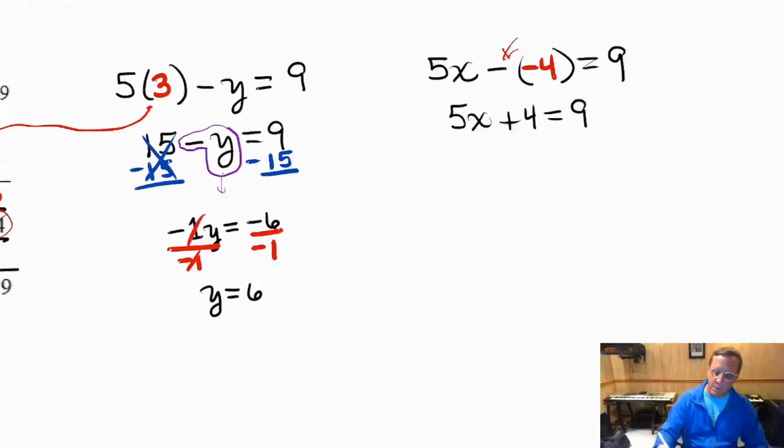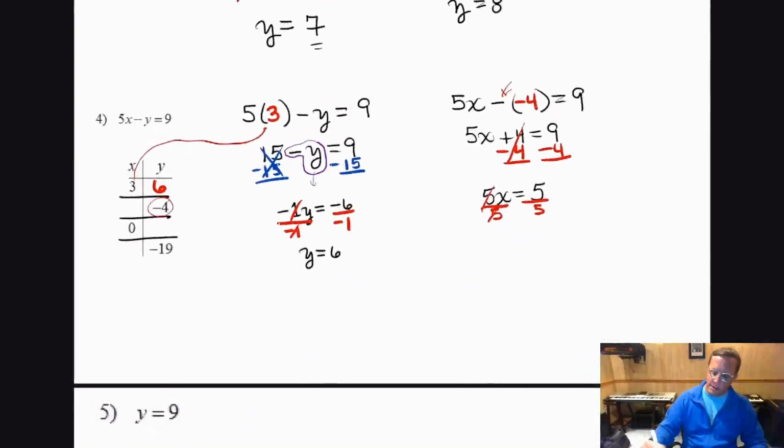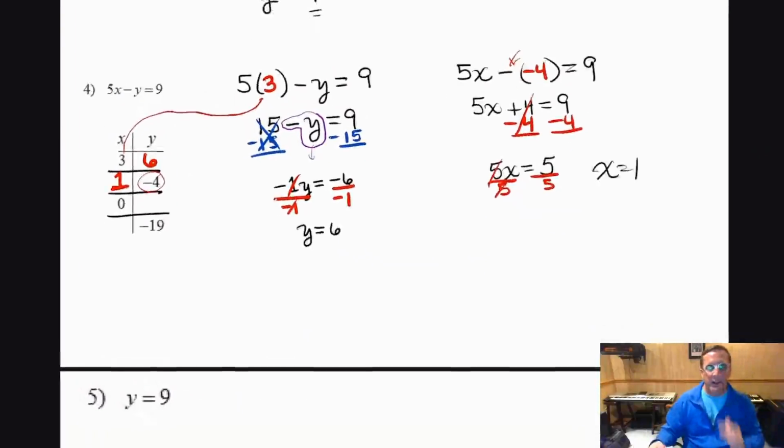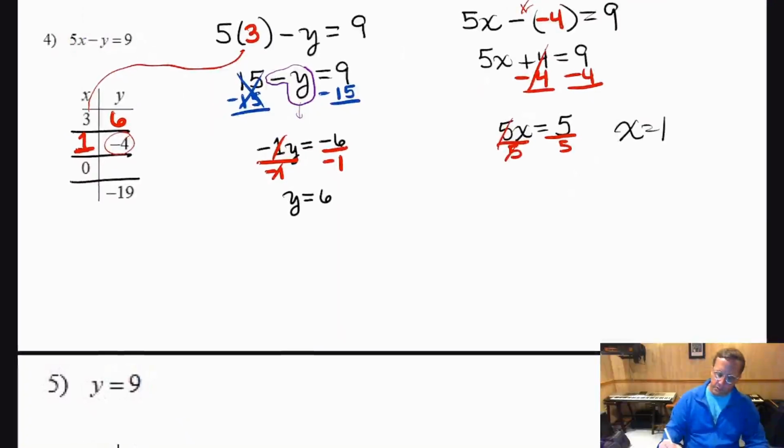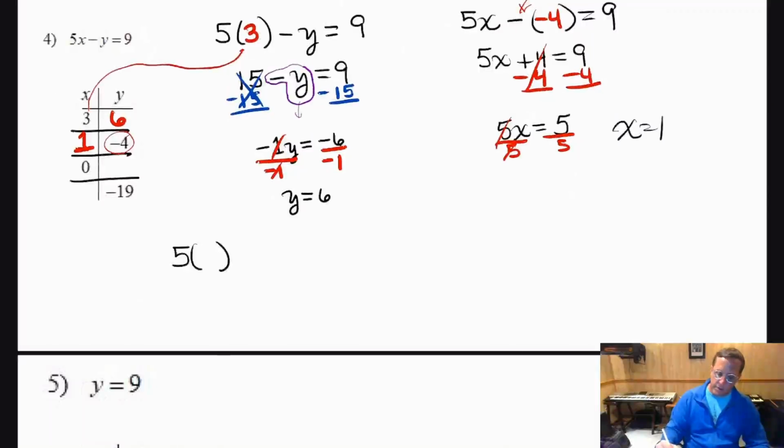Subtract 4 from both sides. Subtract 4, and you get 5x equals 5. Divide by 5, and you get x equals 1. So that value, that 1, goes right there. All right, and we're going to keep going here. Now we're going to put 0 in for x. I'm going to do 5 times 0 minus the y equals 9.